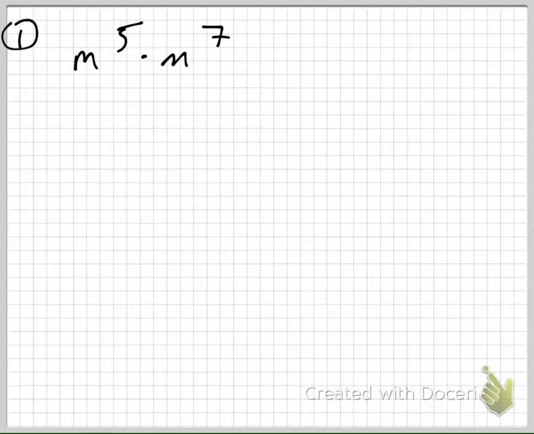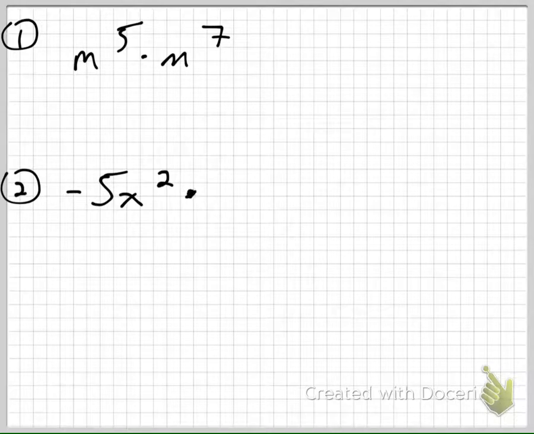Make sure you got it. Here we go. Let's go m to the 5th, m to the 7th. It's not even really a quiz. Just do it for me so I can know that you know how to do this. Just do it. Simplify it. That's the deal.